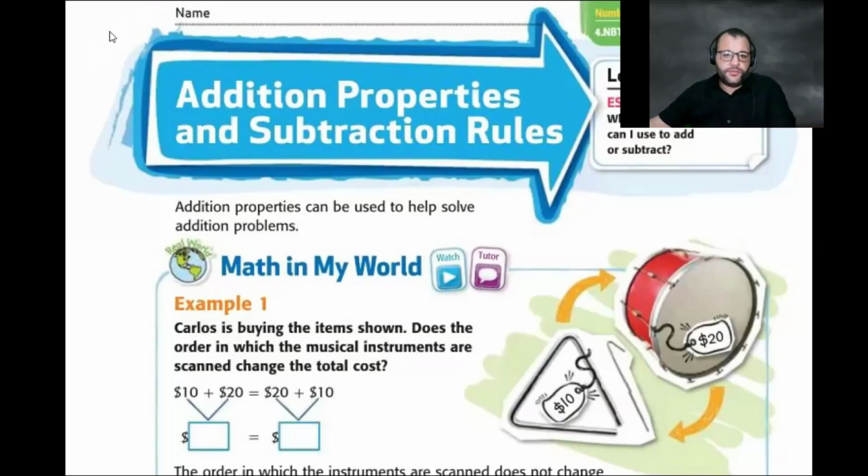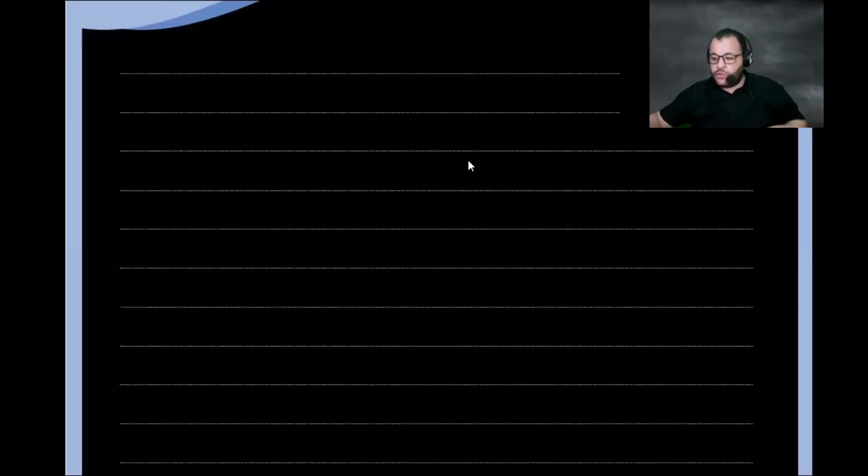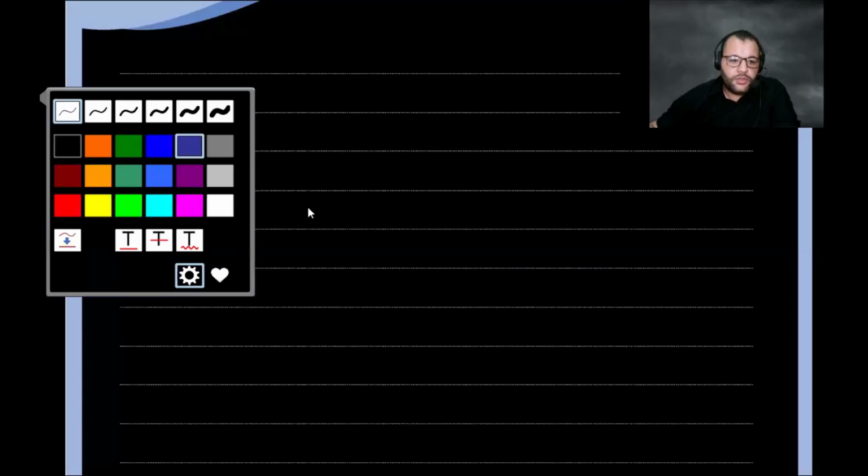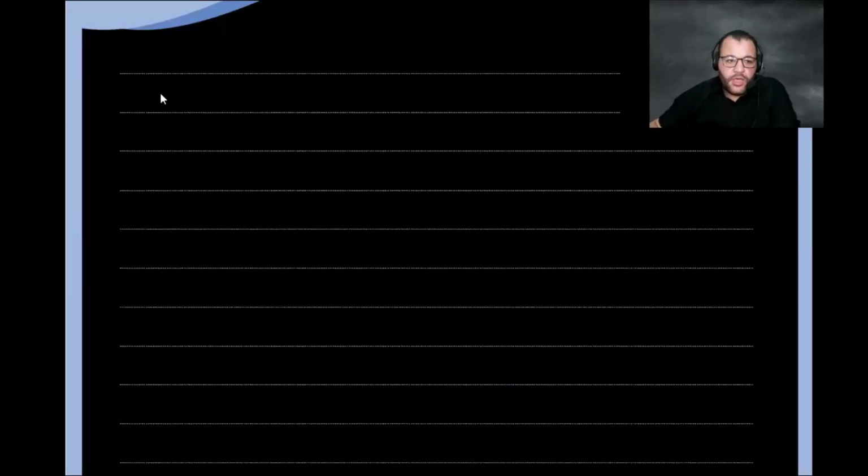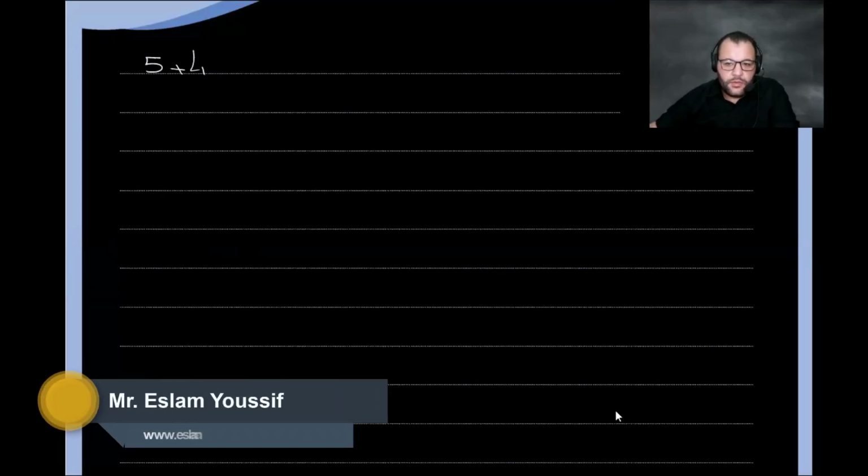So the first one, we are talking about the properties of the numbers, the properties of the number in addition. So what is the first property? When I say 5 plus 4, what is the answer for 5 plus 4? Sorry, raise your voice, please. 5 plus 4 equals 9.